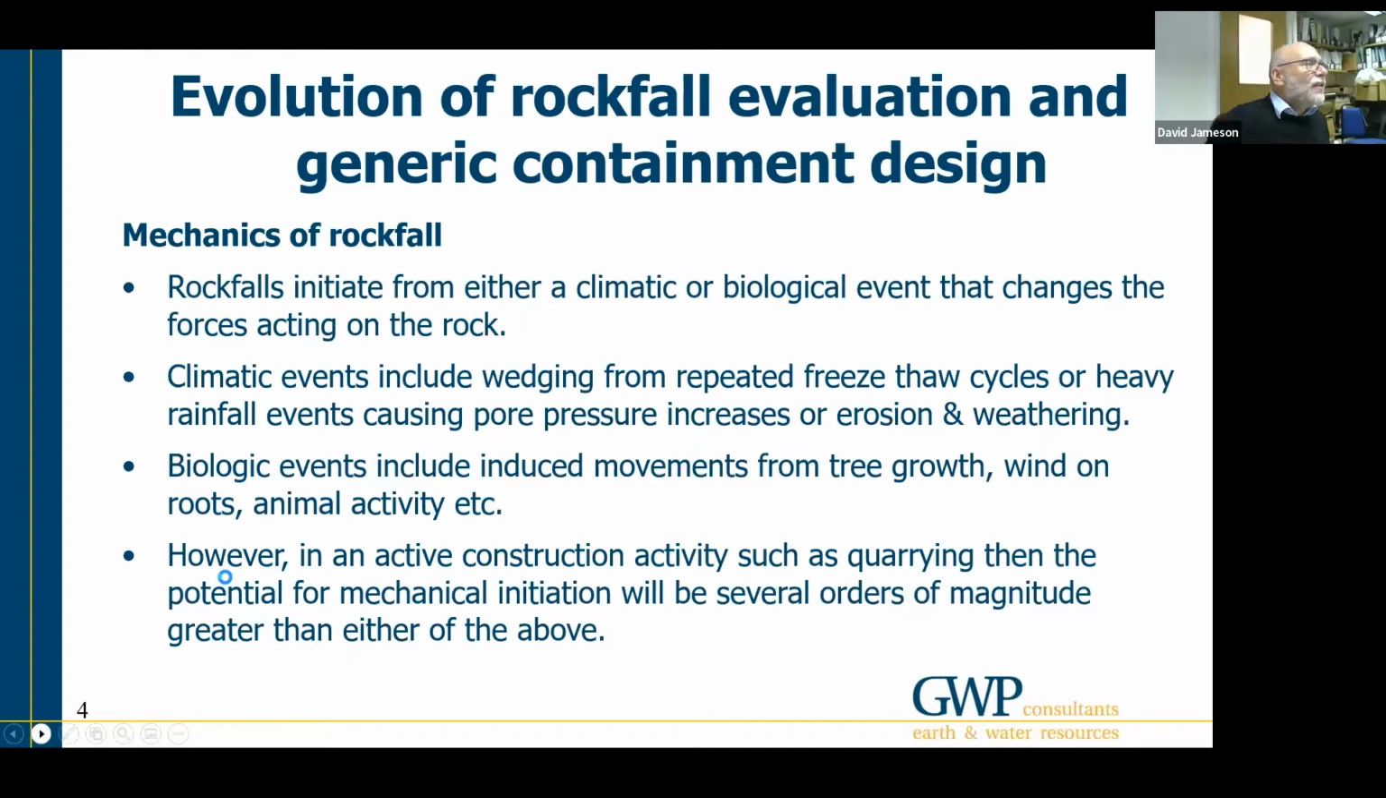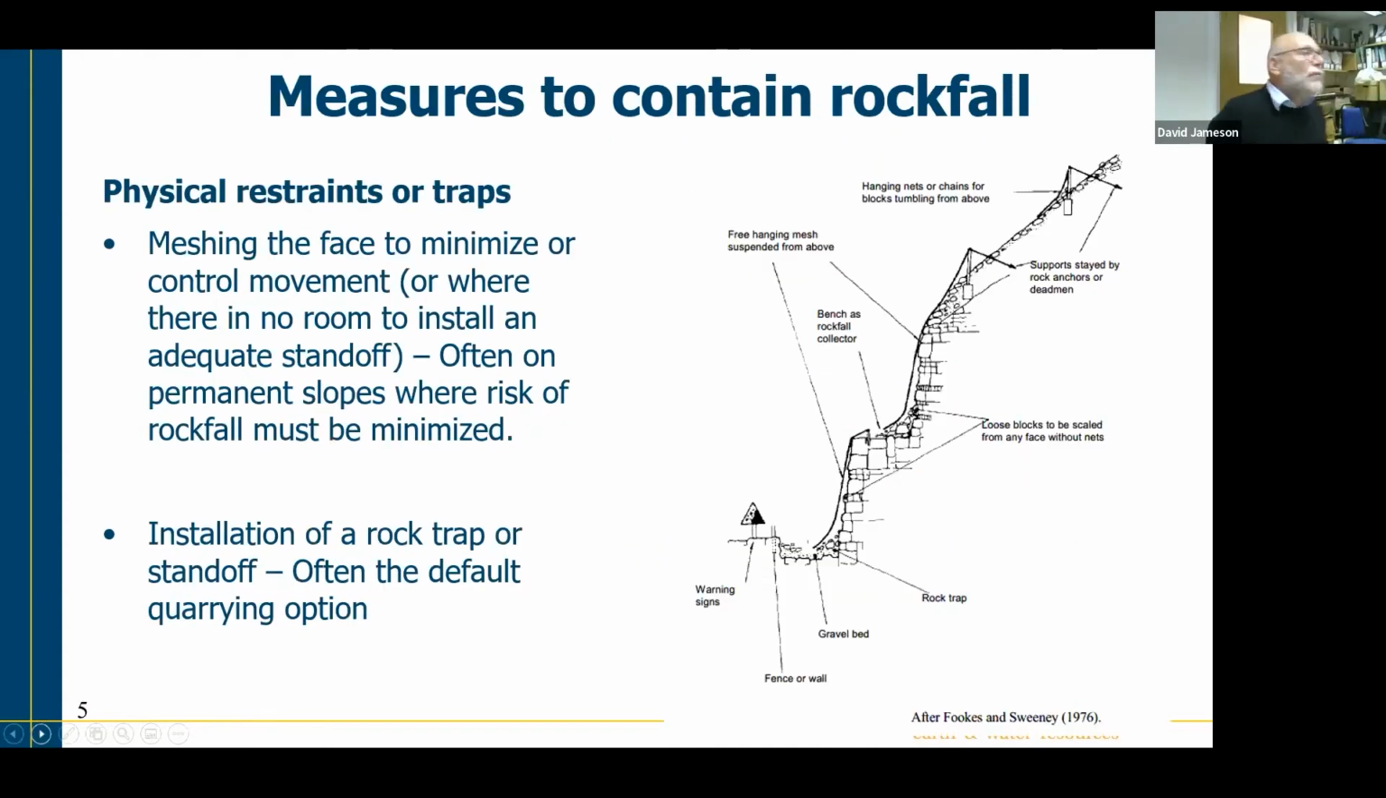So in the past, physical restraints on the slope might be a series of constraints which are there to control movement on the slope. The little sketch on the right hand side is from the mid-70s and summarizes quite nicely the different techniques you might want to put in place for minimizing movement or controlling movement on the slope.